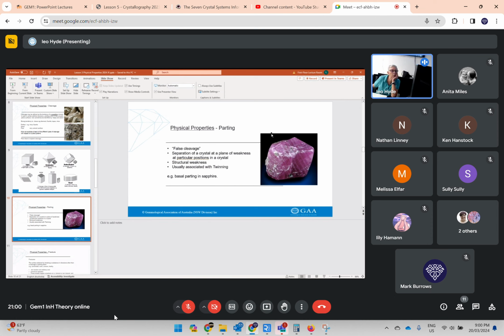In this one, I think you can see that there are nearly six sides on this crystal, and the parting they're showing is at an angle, so it's not a basal parting, which you can also get with corundum. This is parallel to a rhombohedral face. So it depends where your twinning is happening, where your weaknesses are.